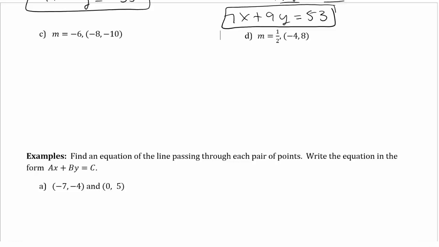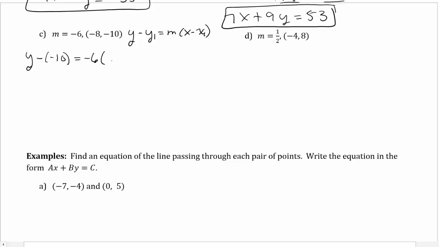Okay, the next two examples, we have a slope of negative 6, and it passes through the point negative 8, negative 10. So if you wanted to, you could pause the video right now and try this one on your own, and then start the video back up and see if we come up with the same answer. So again, we're using y minus y1 equals m times the quantity x minus x1. So we'll have y minus, now our y coordinate is negative 10, equals our slope, which is negative 6, times the quantity x minus our x coordinate, which is negative 8.